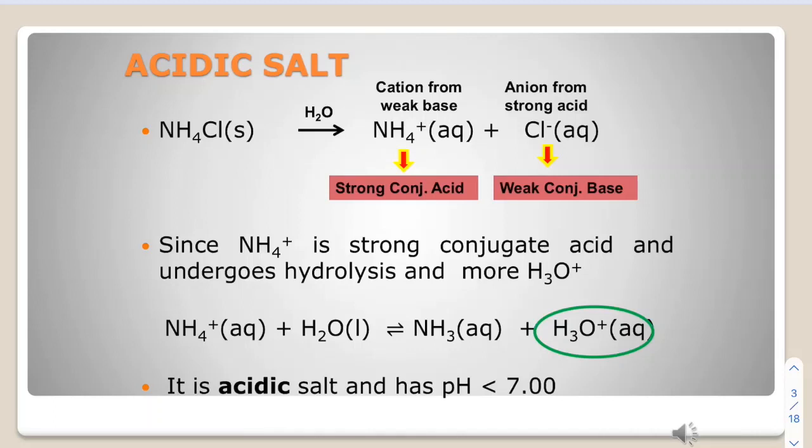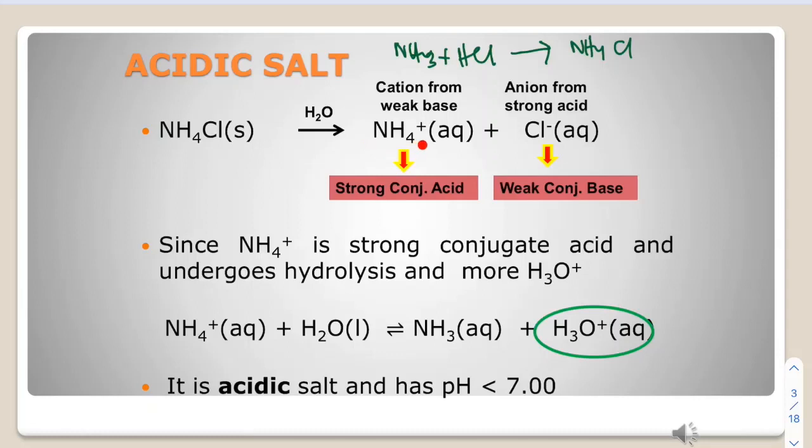Okay, next we have acidic salt. The example given here is ammonium chloride. How do we get this ammonium chloride? It is through the reaction between ammonia and HCl. When these two react, it will produce ammonium chloride salt. As with the other salts before, they are 100% ionized. So we have this forward arrow only during the salt dissociation, and it will form ammonium ion and chloride ion.